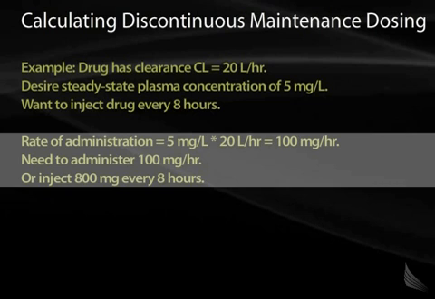What this will result in, however, is a sinusoidal curve instead of a flat curve in the concentration over time. But it's usually more efficient for the patient to only receive a medication every 8 hours instead of being on a constant drip.